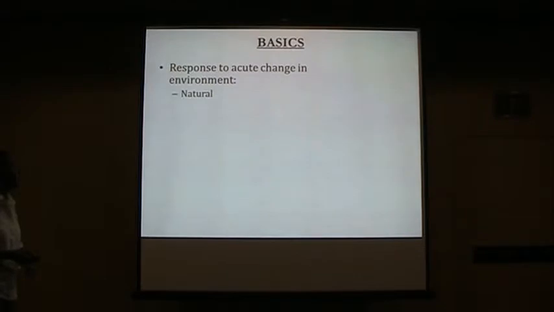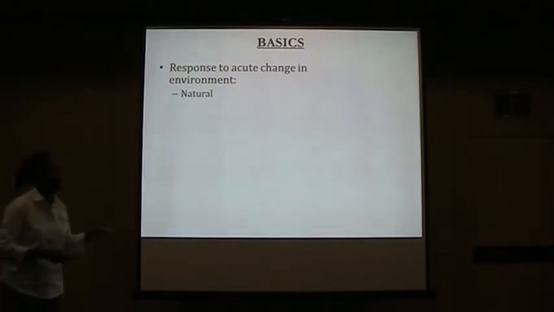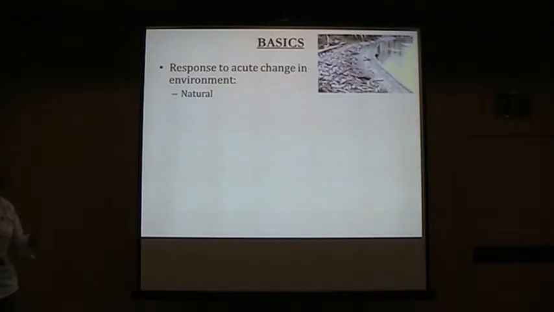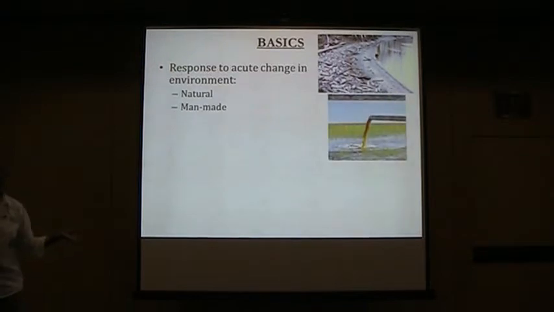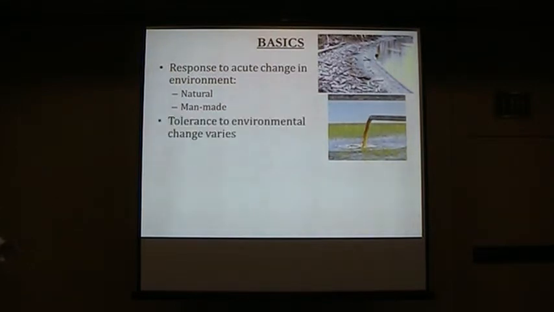The other thing is that a fish kill occurs as a response to some acute change in the environment, and that can be a natural change such as a drought, or it can be a man-made change. So for example, the dumping of some sort of deleterious chemical into a water body.